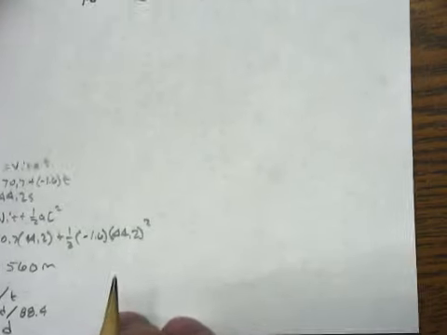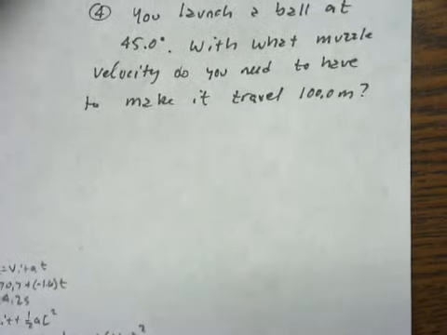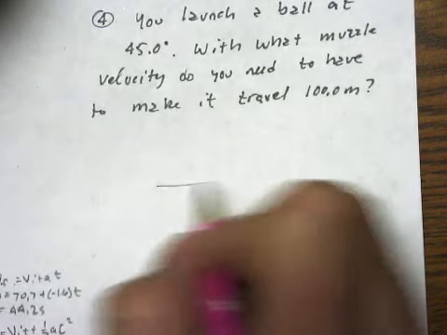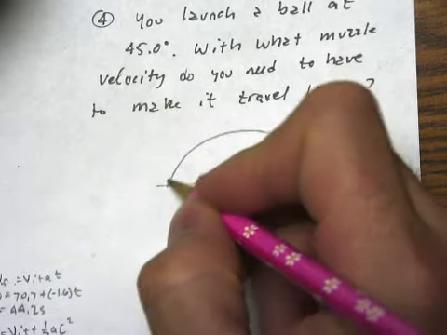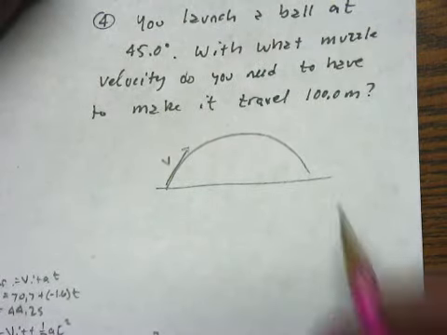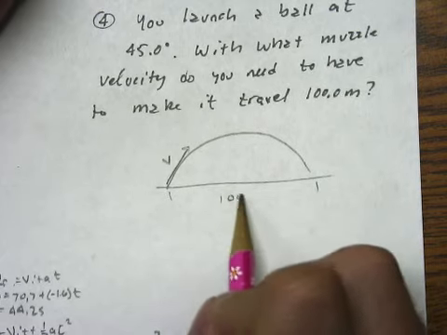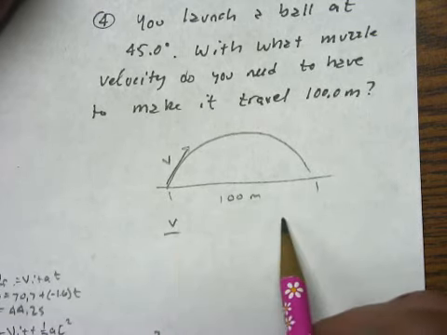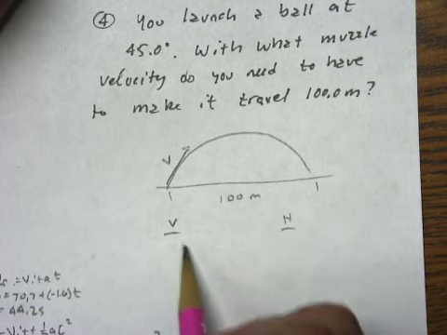Number 4 says you were going to launch a ball at 45 degrees. With what muzzle velocity do you have to make it travel 100 meters? So let's draw ourselves a little picture. I don't know what that velocity is. It's got to go 100 meters. I'll break it down into my vertical and horizontal components.